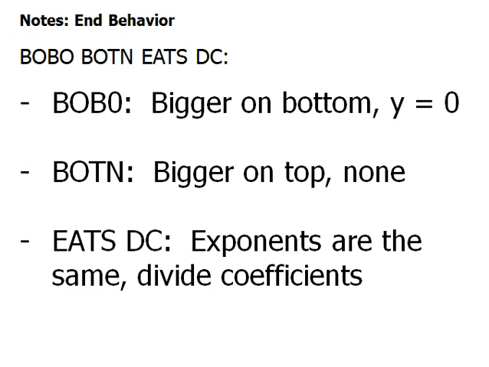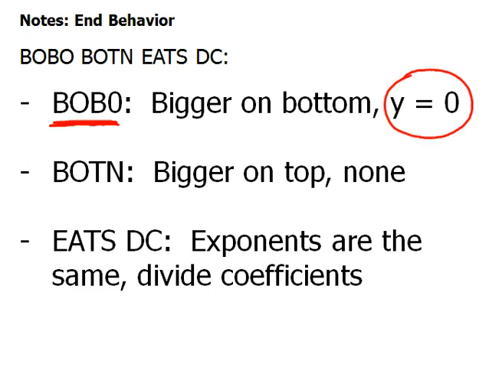So BOBO: bigger on bottom, y equals 0. If the degree is bigger on the bottom than on the top, so if it's bigger in the denominator than the numerator, then we have a horizontal asymptote at y equals 0.